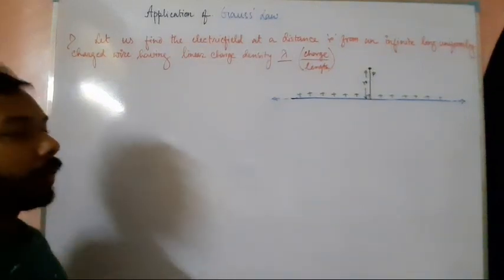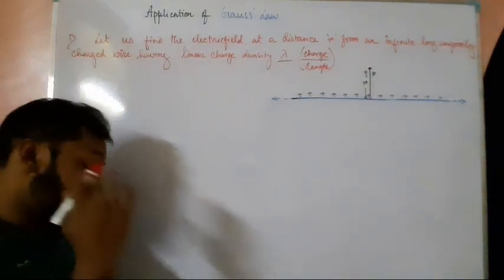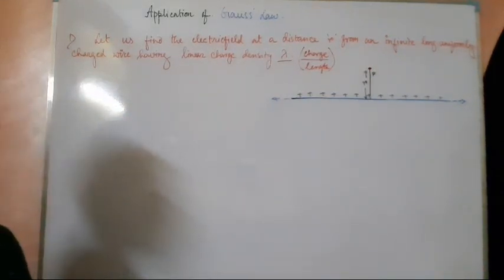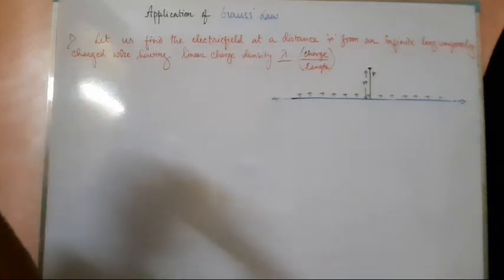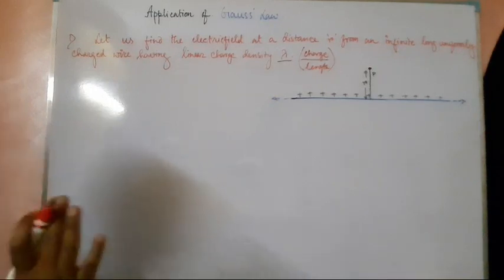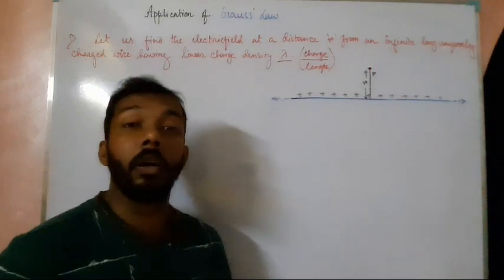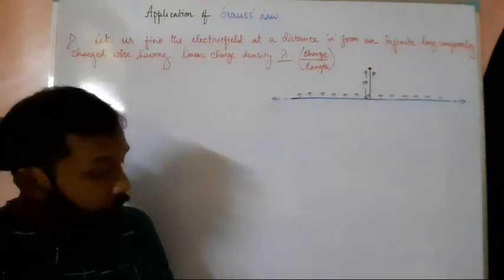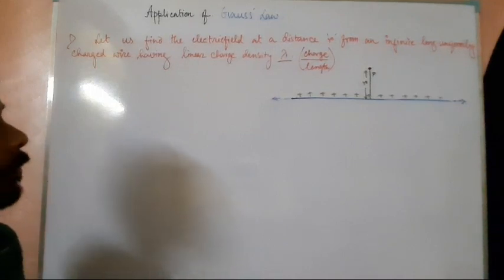We have done this problem previously using Coulomb's law, where we have to do lots of big integrations in order to find the electric field. Now we will do this applying Gauss's law. So first we have to choose a Gaussian surface. To choose a Gaussian surface, certain things have to be kept in our mind.